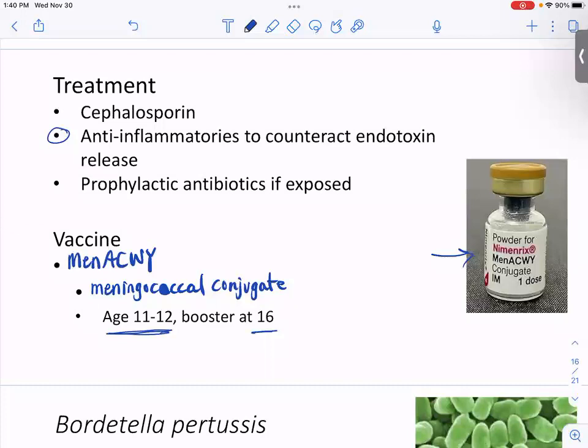All right, any questions about meningitis, gonorrhea, before we move on?